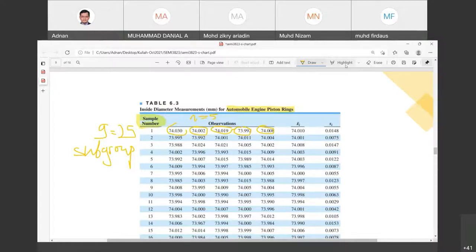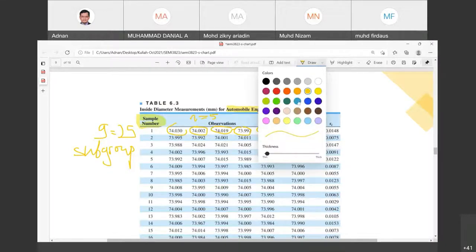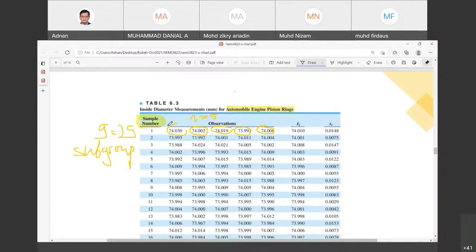Okay, so sometimes people get confused when calculating the average. So the average should be, you take all these numbers and add them up in order for us to get the average X bar. So this is what you get, the average of these five values. You get 74. See, this is X bar.